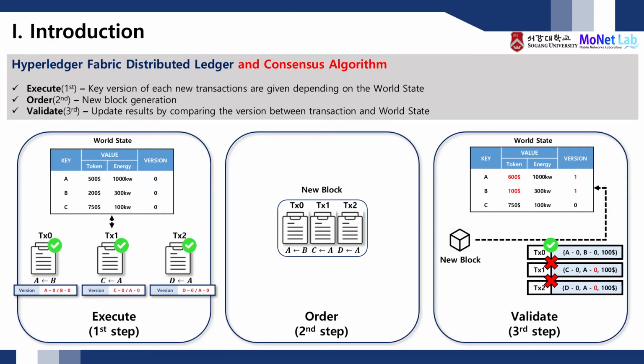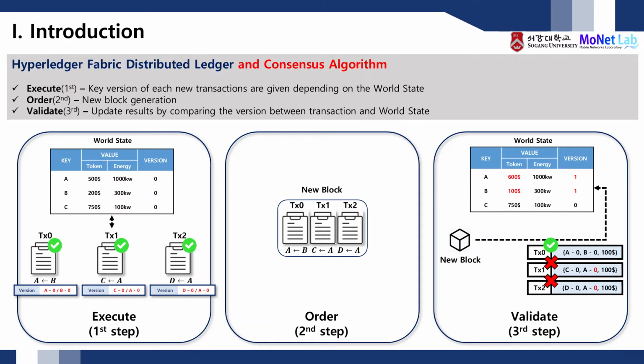The next slide shows the distributed ledger and consensus algorithm of Hyperledger Fabric. There are three steps in the consensus algorithm. At the first step, execute, requested transactions are executed based on the initial world state information. In this slide, for example, 3 transactions are requested, all with the common key A, based on the initial world state where no transactions have occurred in the past. All transactions possess version value 0.